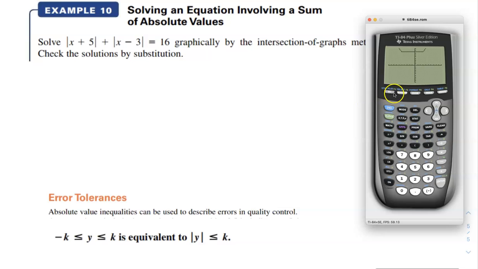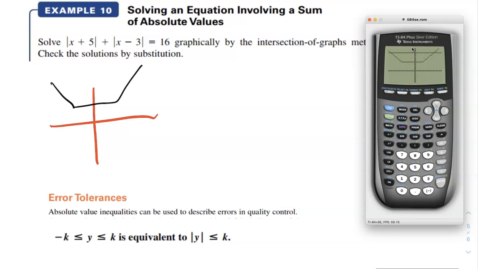I have to change my window. So I'll make my y max 20, so I can see where the 16 crosses. That first graph is these two put together, and then there is 16. When we solve with the calculator, I like to draw it so we have some reference for what we're talking about. Then I just want to figure out what these two intersections are.